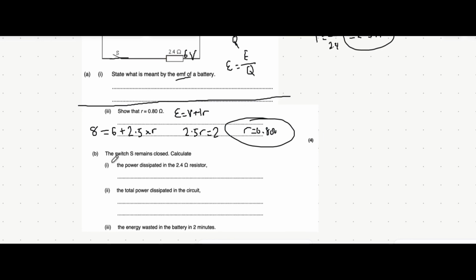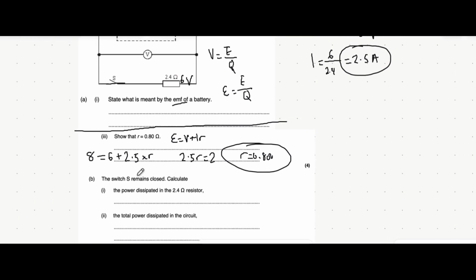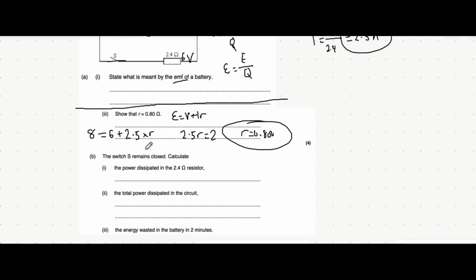Moving on to the next part of the question, it says the switch S remains closed. Calculate the power dissipated in the 2.4 ohm resistor. When it's closed, we know the voltage through it and we also know the resistance. The equation for power which relates to V and R, if you have a look at your equation sheet, is P equals V squared over R. So here we're doing 6 squared divided by 2.4, and on your calculator, that's equal to 15 watts.